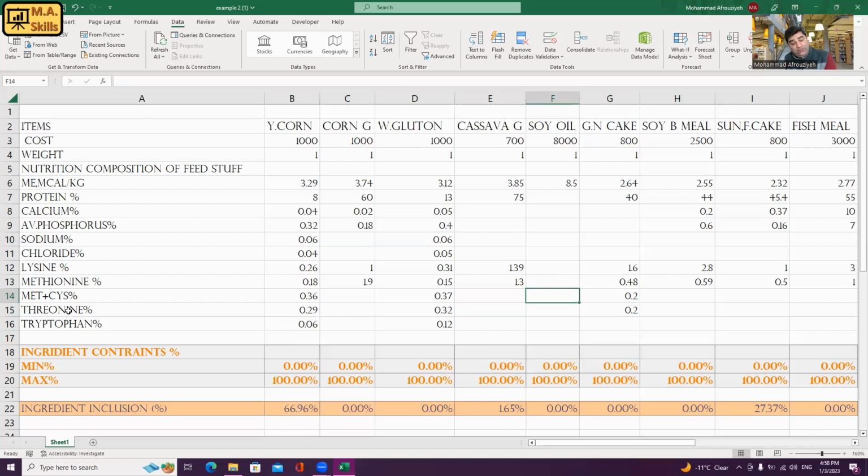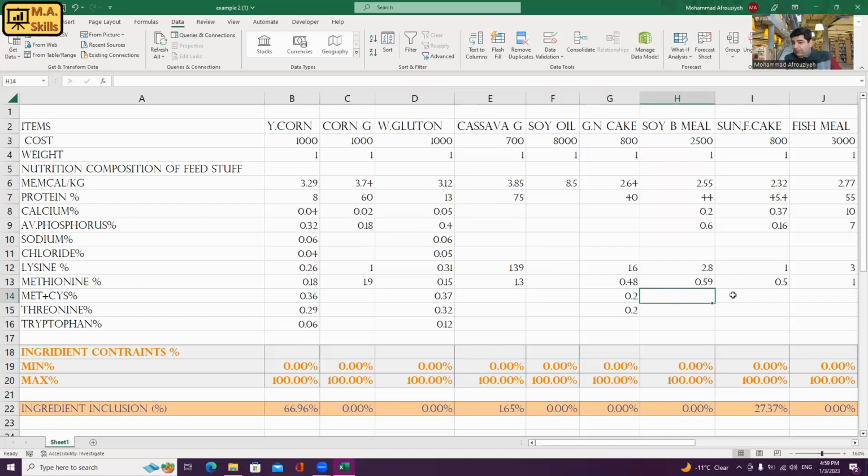For soy oil, which is fair because soy oil doesn't have amino acid. But what about for soybean meal? Soybean meal in column H, soybean meal is a protein source. You must put amino acid profile in for protein ingredients. You cannot skip that. Otherwise, the software will not be able to formulate the diet.